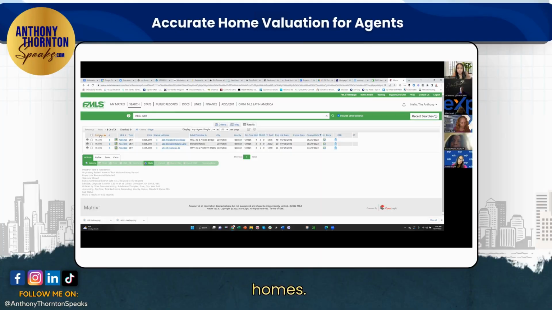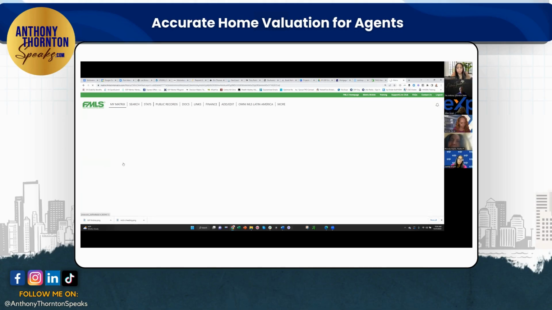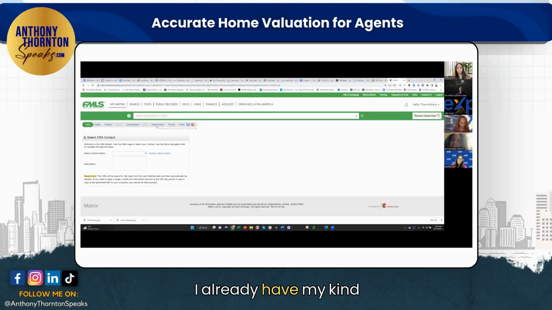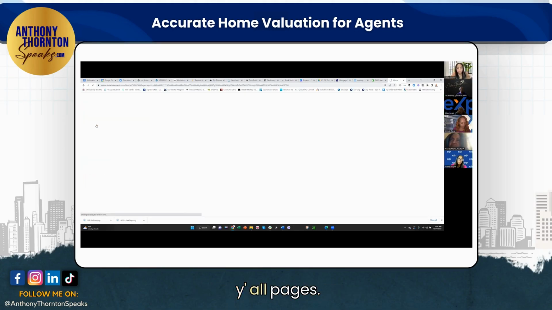All right, so here's the 3 homes. Obviously this one's 1 block away. We're gonna look at these 3 homes. All I do is click the homes. I'm clicking CMA. I already have my pages set up, but I'll just do it for y'all.